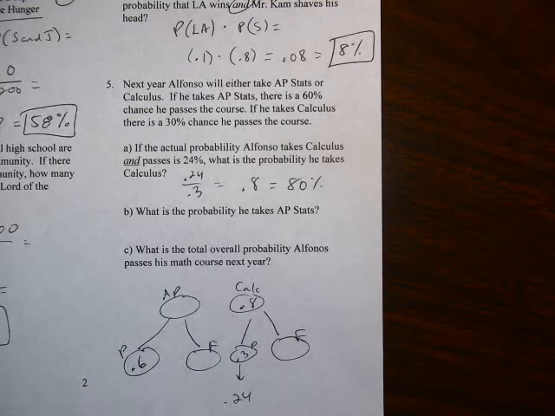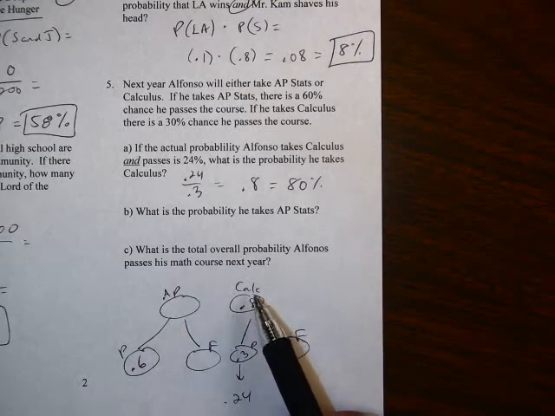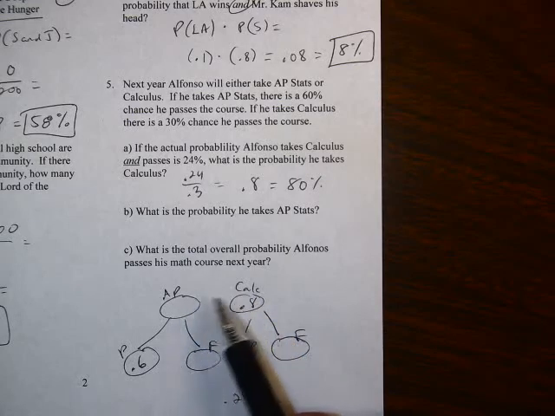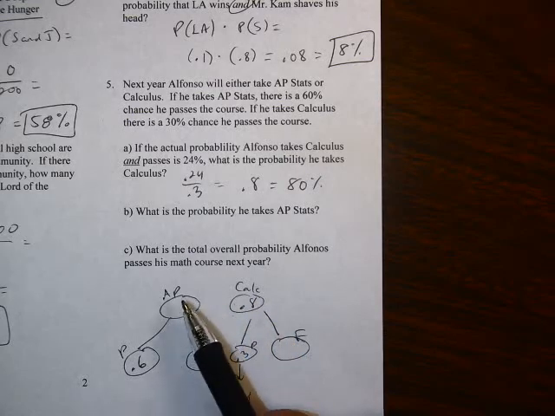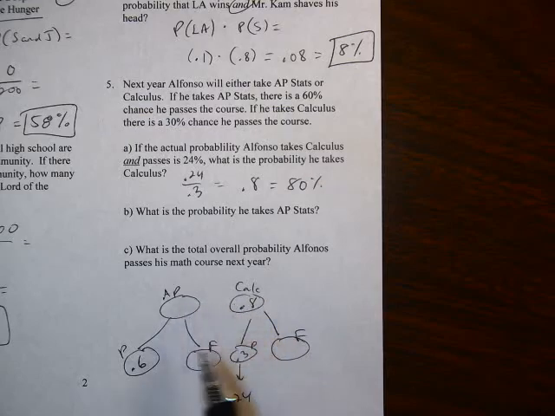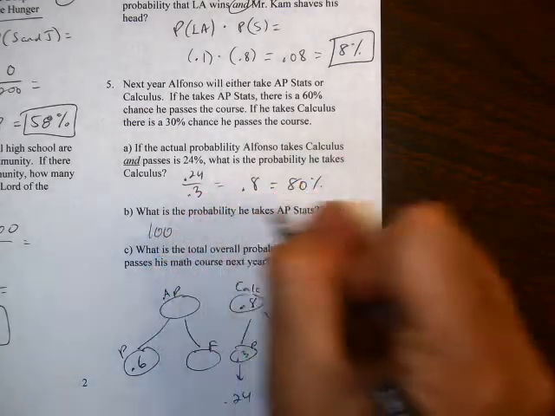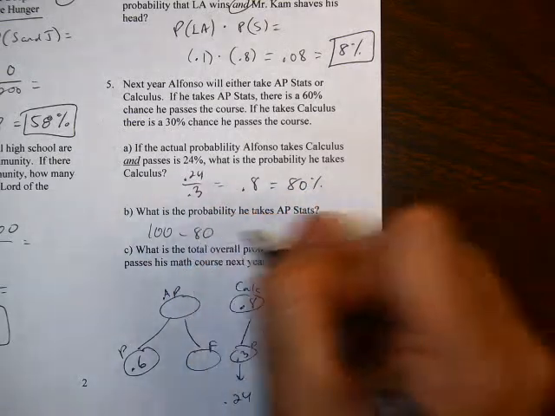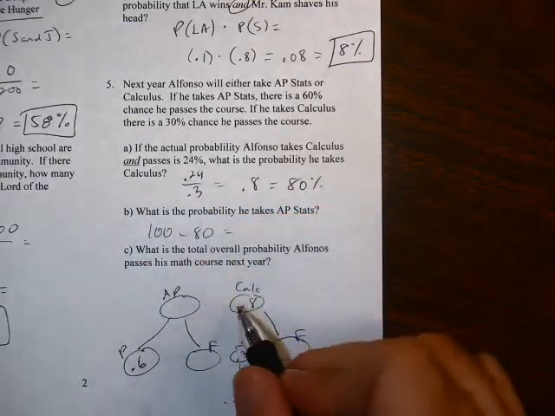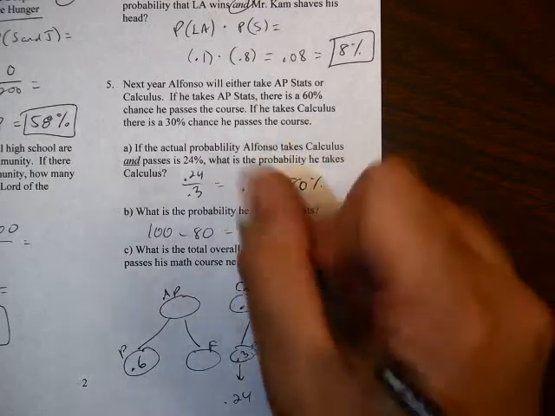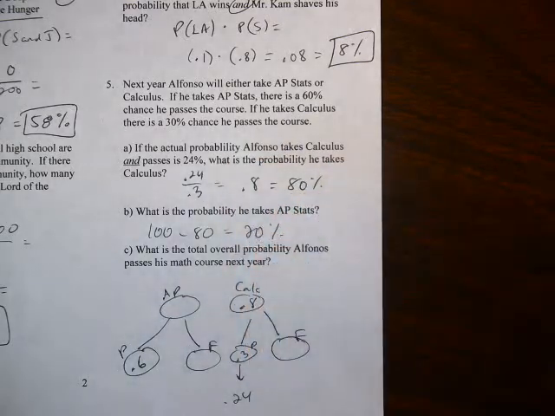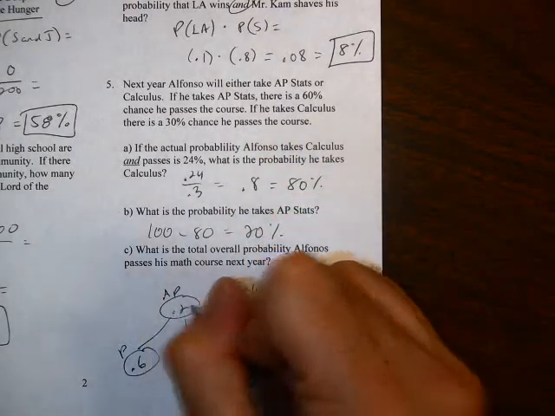Part B, what is the probability he takes AP Stats? So we just found out that he has an 80% chance of choosing calculus. And when he makes this first choice, he's only choosing between AP Stats and Calculus. He's just got two things he's choosing from, which means we can take that 80% from Calculus, subtract from 100% total. These two should add up to 100% to get our percentage for AP Stats, which is 20%. So that's 0.2.